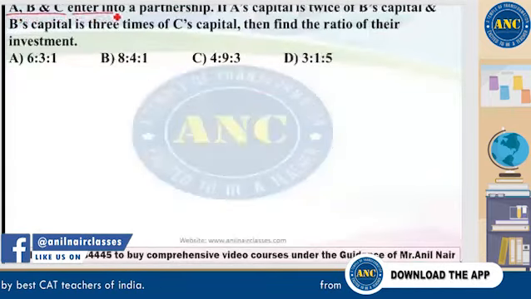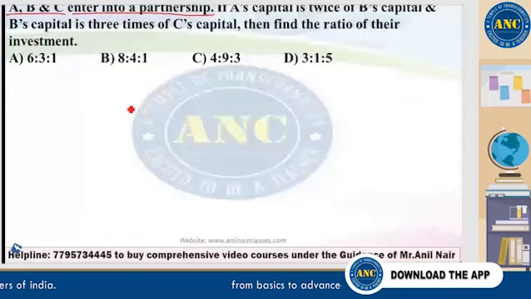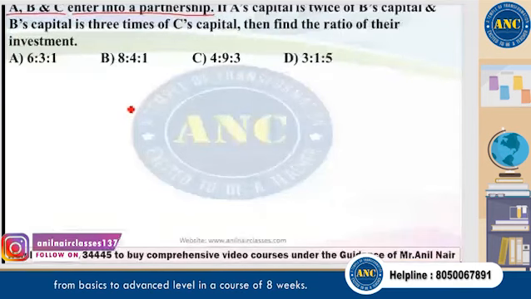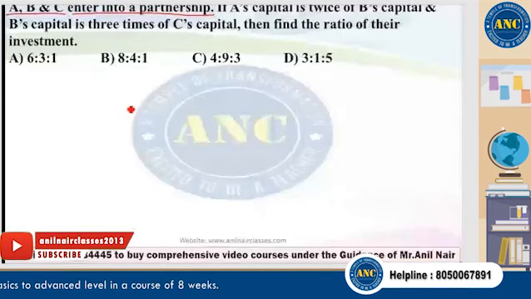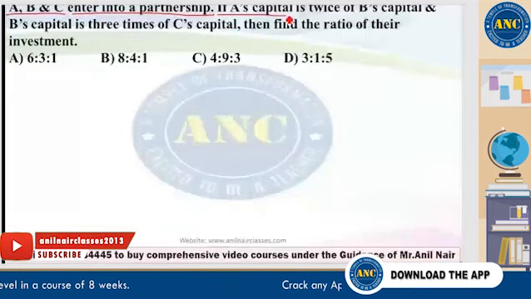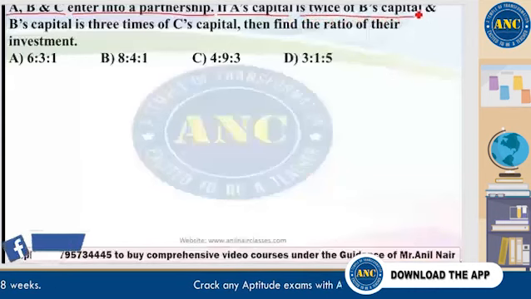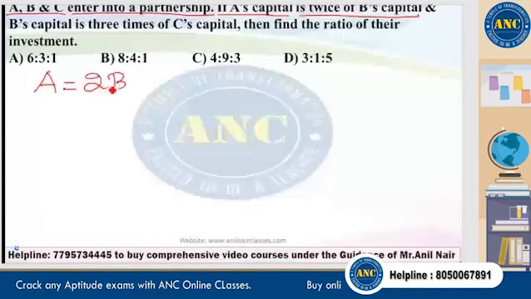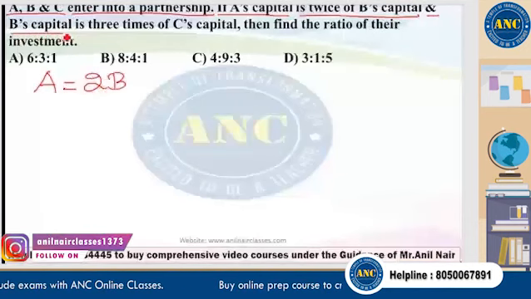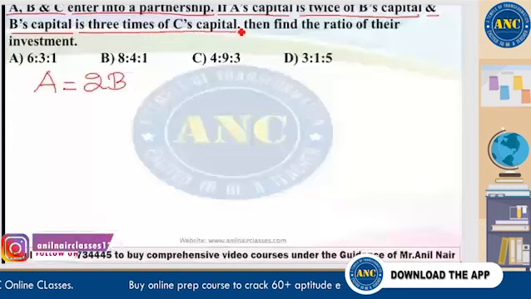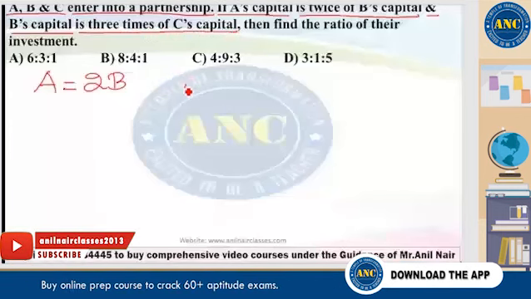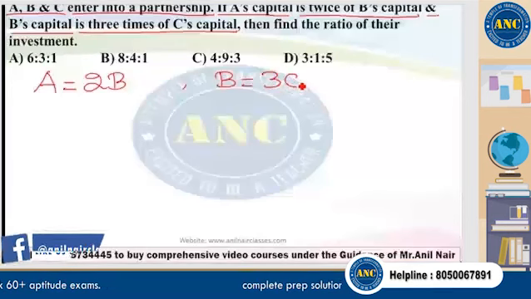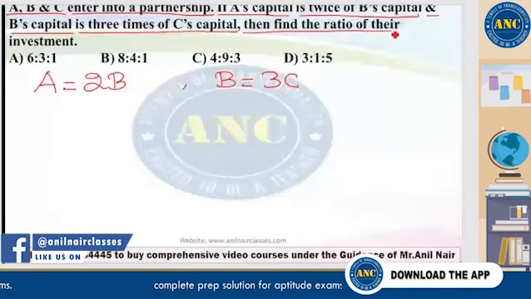Please see this beautiful question, sir. A, B, C enter into a partnership. There are 3 people in this question: A, B and C. Your statement is, if A's capital is twice of B's capital, and B's capital is thrice of C's capital, your question is to find the ratio of their investment.